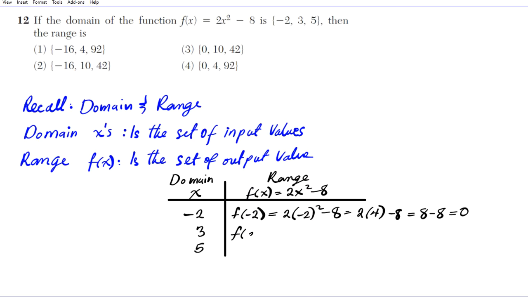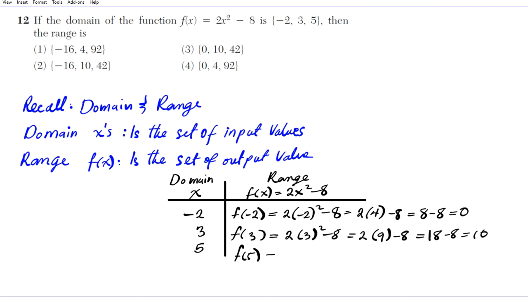Next, range value, f of 3, is 2 times 3 squared minus 8. So we have 2, 3 squared is 9, minus 8. 2 times 9 is 18, minus 8, 10.